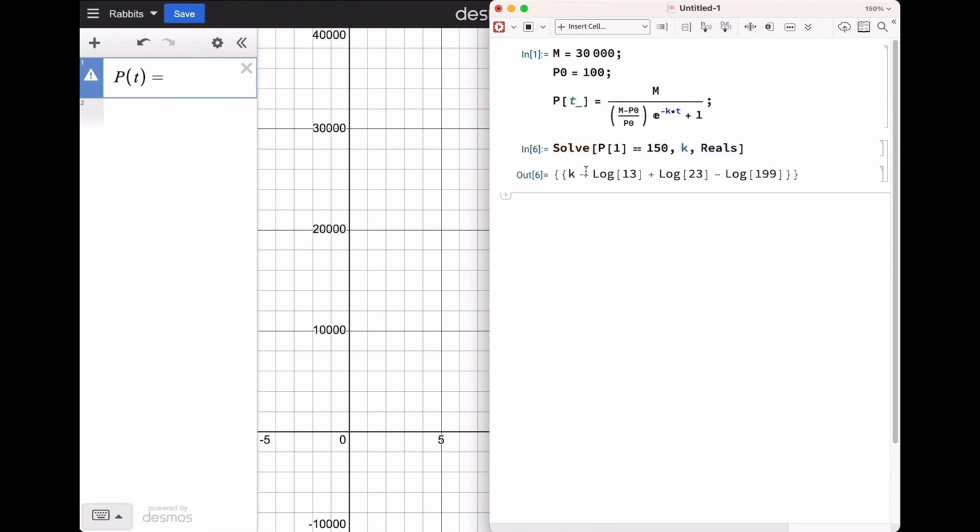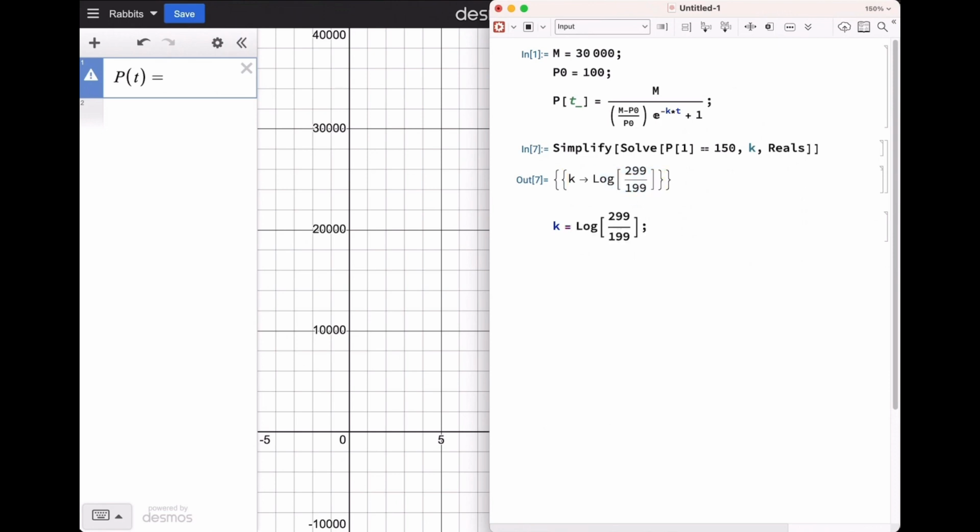And this expression is a little bit long and messy, so I'm going to simplify. And this is the value for k. So now that I have the value for k, I'm going to plug that into the population function, and then I'll have the population function all in terms of t. So I'm just going to set k equal to this. And now the population function is this right here. Notice that it kind of simplified for me. I don't have the e to the power here because the e and the natural log canceled. So Mathematica did some automatic simplifying. But this is the population function.